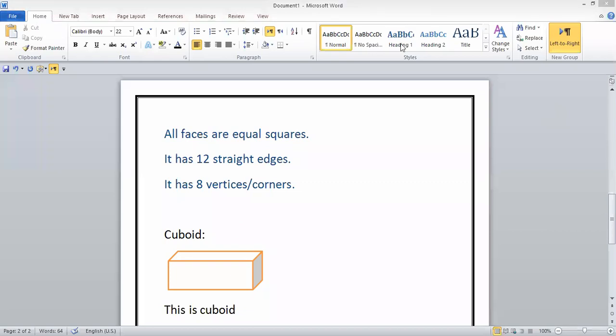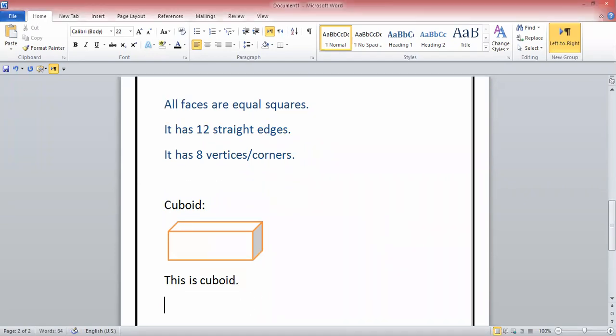Can you tell me how many faces does a cuboid have? 6 faces. Very good. This is a cuboid and it has 6 faces, like a cube. This is first, second, third on the left side, fourth on the top, fifth bottom, and sixth is just opposite to that. It has 6 faces.